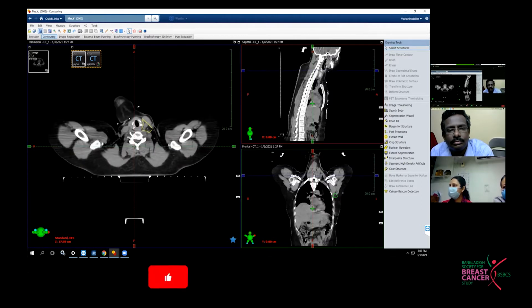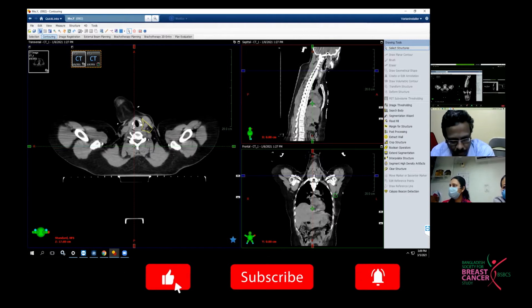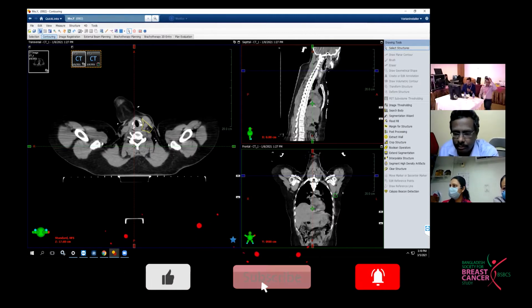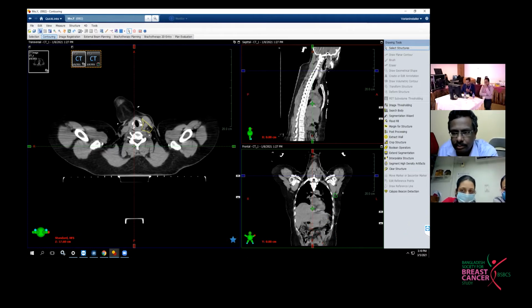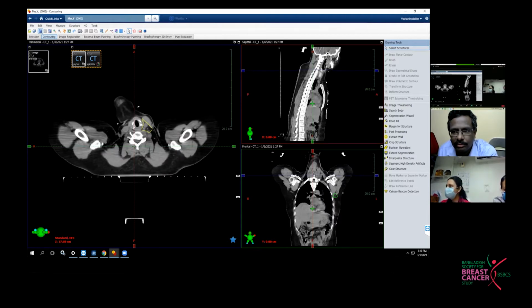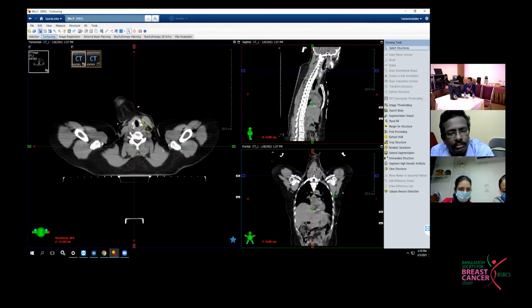Good evening, everyone. Actually, it is a case of locally advanced breast cancer. Can you be a little louder? We can't hear you clearly. Okay. First, we are going to show you the supraclavicular lymph node. And actually, we follow the RTOG guideline.